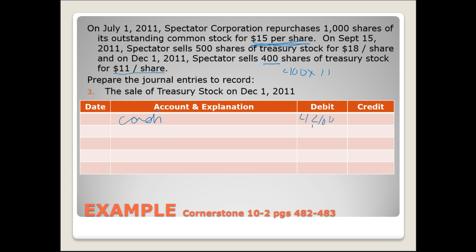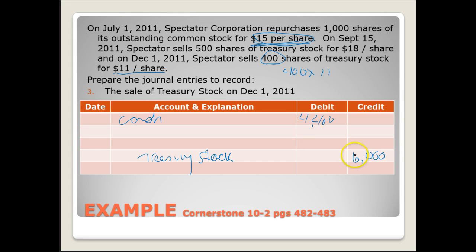Now, when we need to clear the treasury stock account for the 400 shares of treasury stock, at what value per share do we need to look? Well, we initially purchased them for $15 a share. 400 shares times $15 a share is actually going to be $6,000. I'm going to be crediting my treasury stock account. Remember, it is a contra equity account, so it has a normal balance of debit. So when I want to clear anything, I enter a credit.